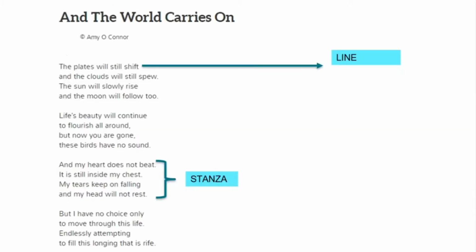Here is an example of a poem. If you look at it, this part is a line. This will be a second line, and this one will be a third line. Now, a group of lines forms a stanza, which we can compare to a paragraph.